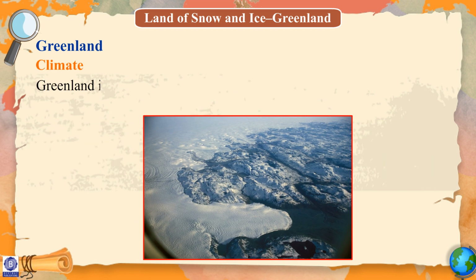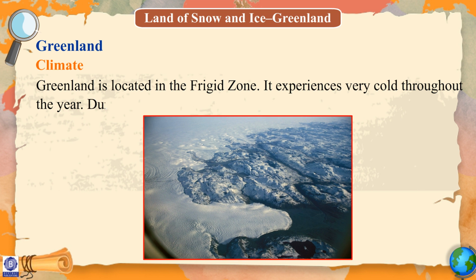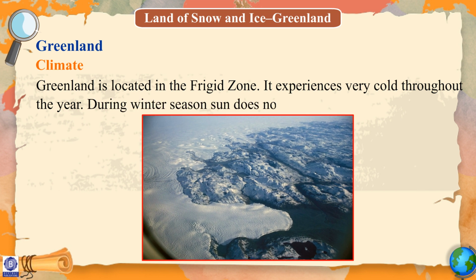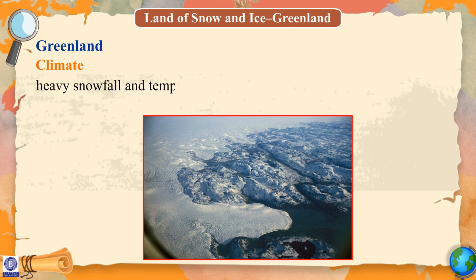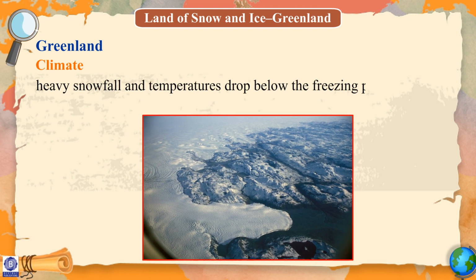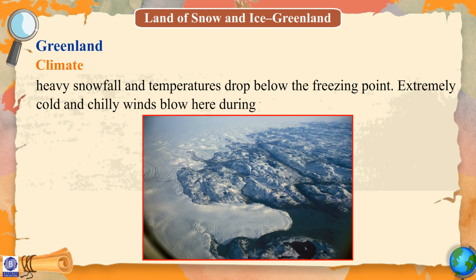Climate. Greenland is located in the frigid zone. It experiences very cold weather throughout the year. During the winter season, the sun does not rise for several weeks. There is heavy snowfall and temperatures drop below the freezing point. Extremely cold and chilly winds blow here during winter.